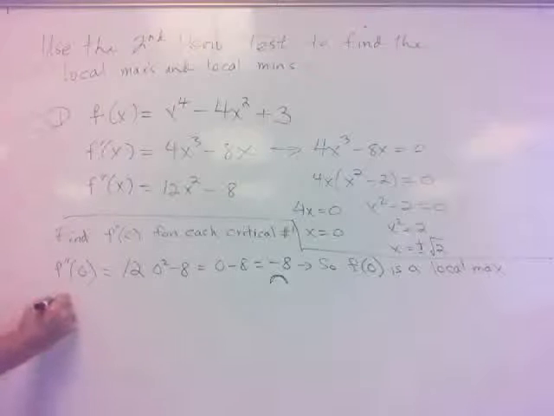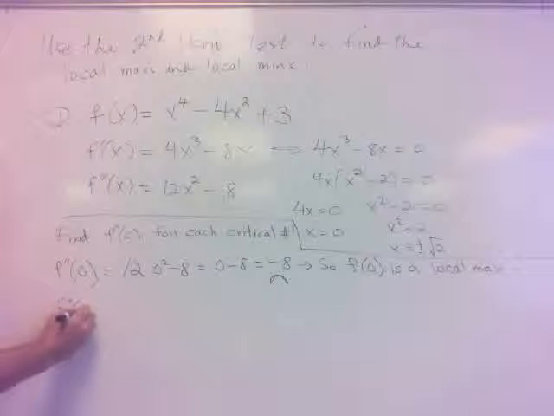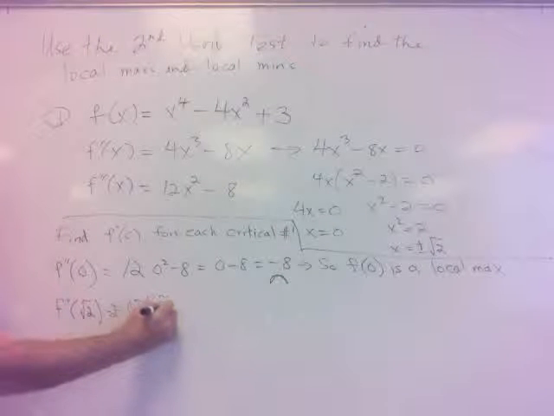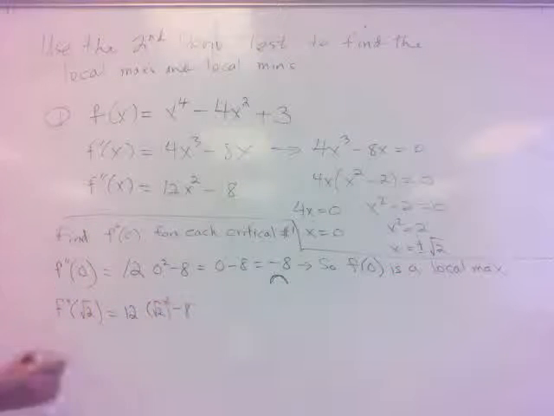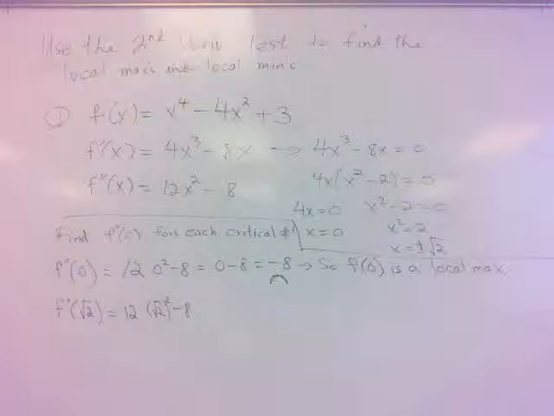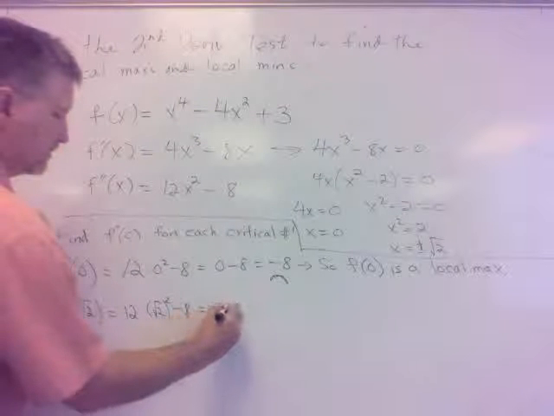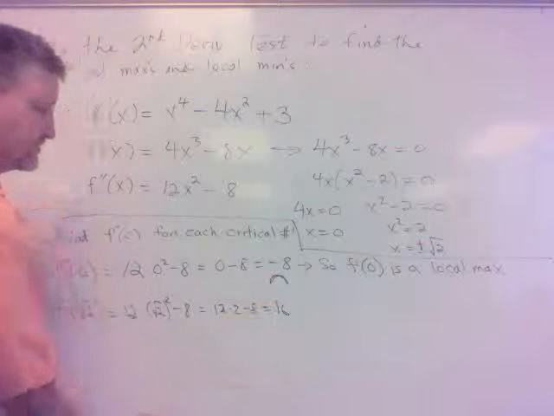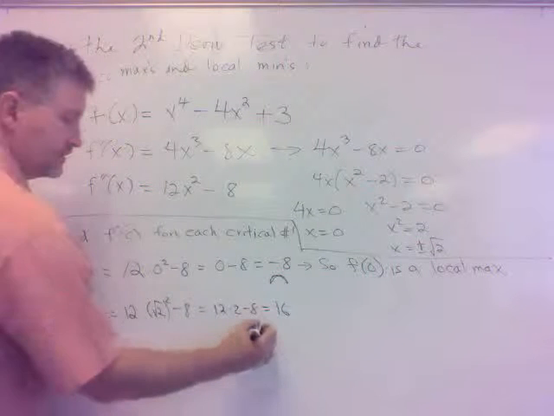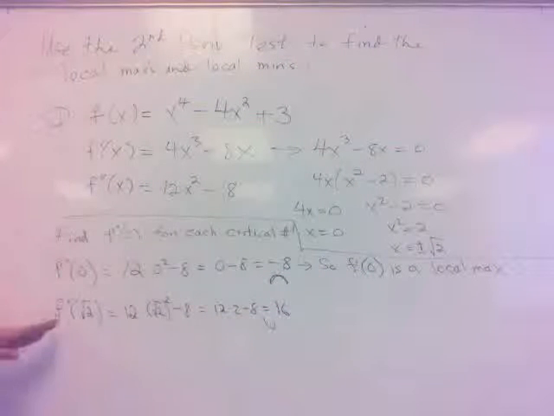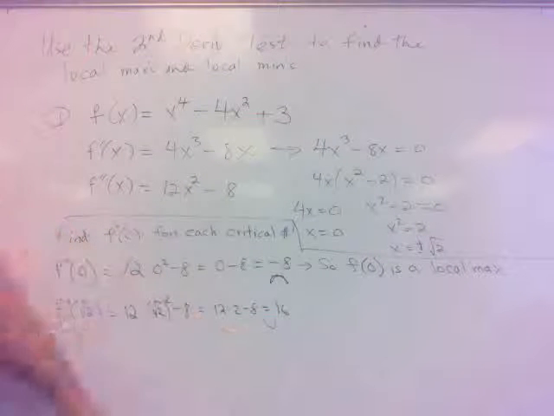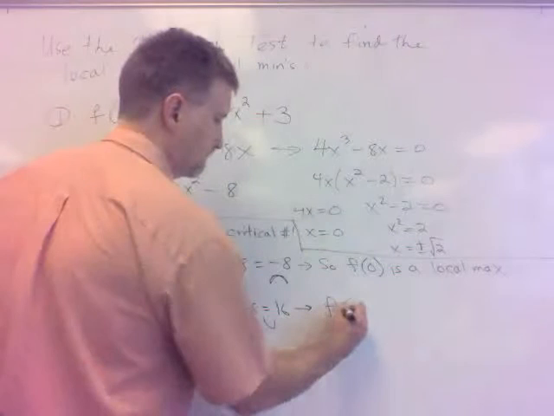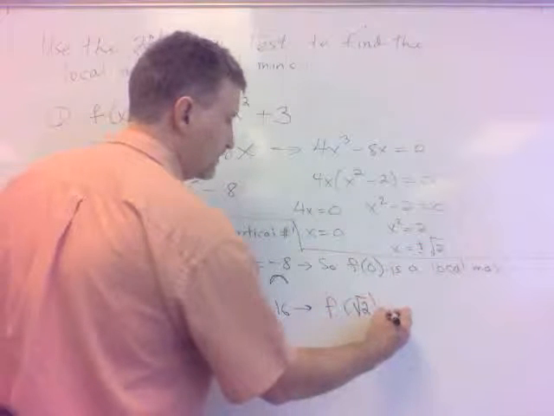All right, so do the same things. F double prime at square root of 2. Plug the square root of 2 in the second derivative now. So you have 12 times the square root of 2 squared. That'd be 12 times 2 minus 8. That's 24 minus 8. That's 16. That's positive 16. That's concave up. So the graph has to be concave up at square root of 2. That's a local min. So f of square root of 2 is a local min.